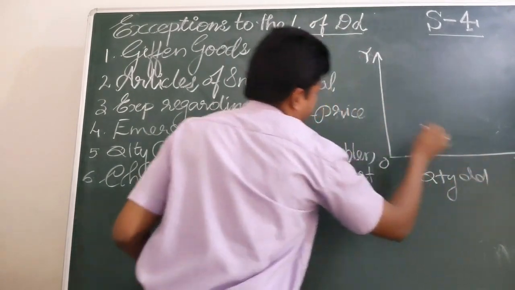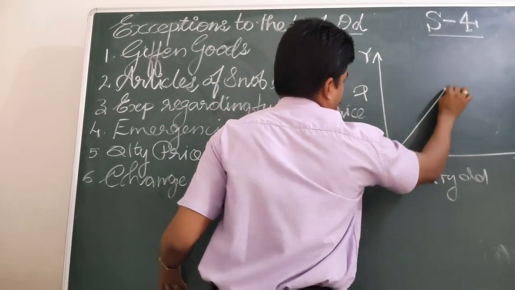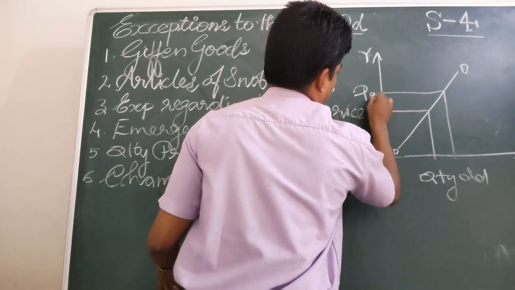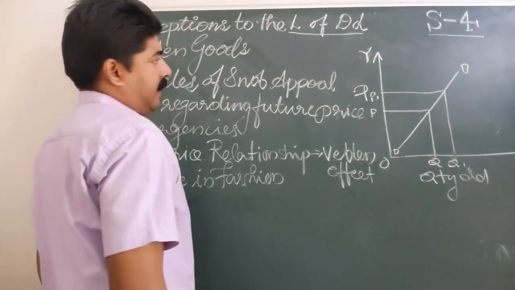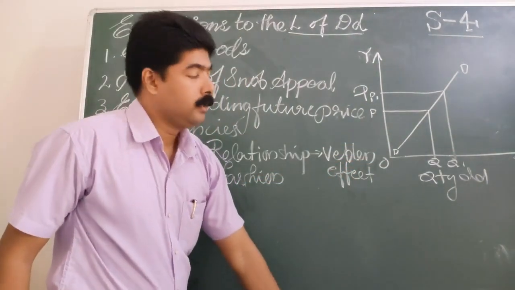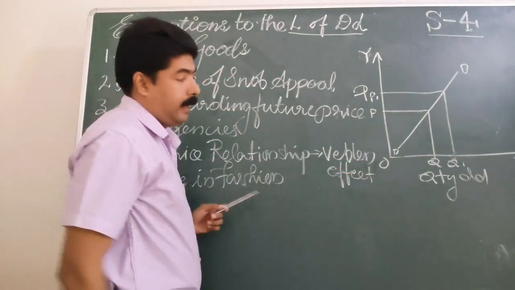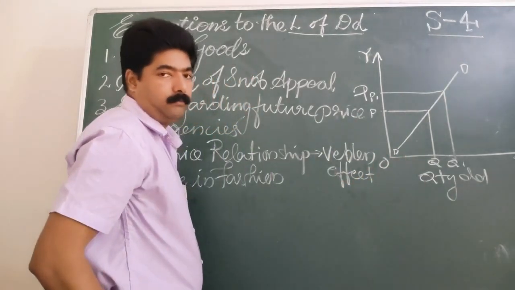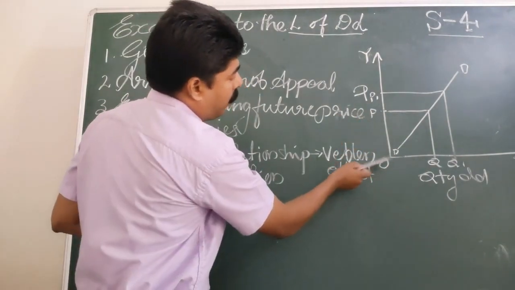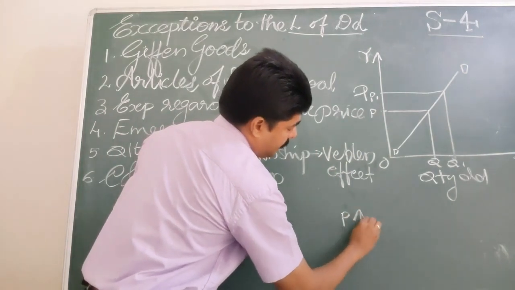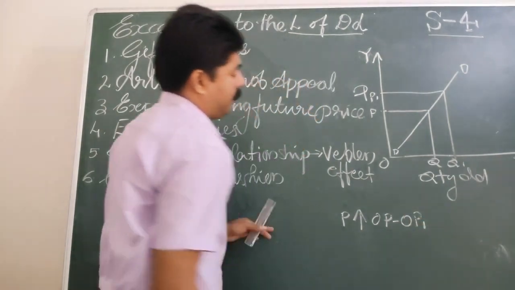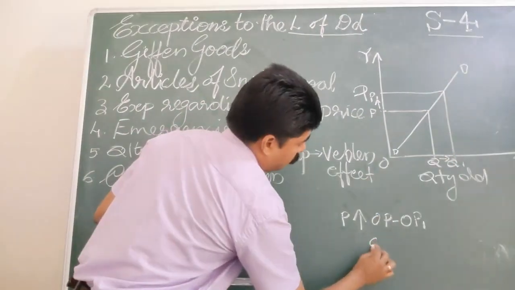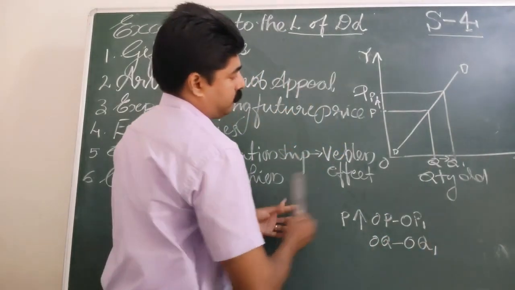OX quantity demanded, OY price, DD demand curve, P, P1, Q, Q1. Now look at this diagram. The demand curve is positively sloping, and by OP price the consumer can demand OQ quantity. When the price of that commodity increases from OP to OP1, you will write price increases from OP to OP1, then what will happen? The quantity demanded of the commodity also increases from OQ to OQ1.